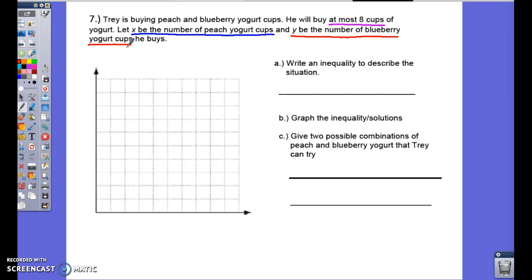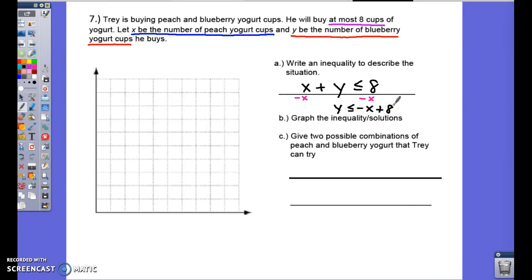So what it's essentially saying is that the number of peach yogurt cups plus the number of blueberry yogurt cups can't be any more than 8. It can be equal to 8. It just simply can't be any more than 8. Okay? So right now it's in standard form. We could go ahead and graph it that way. Or if you wanted to, if you're more comfortable with slope-intercept form, you could take that equation and you can subtract the x from both sides, and you can create this equation.